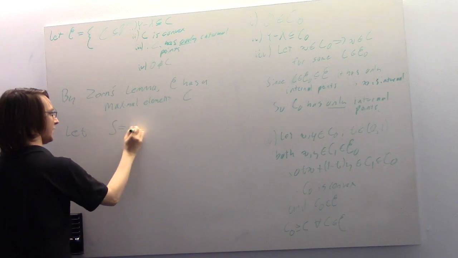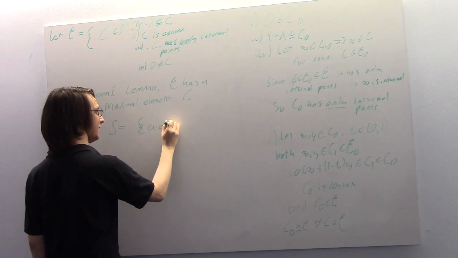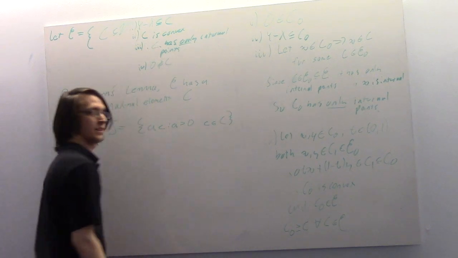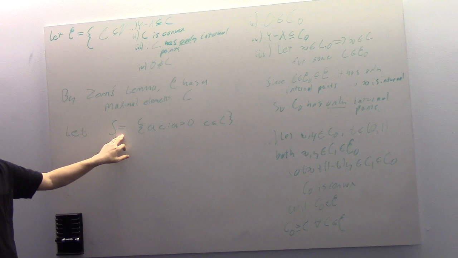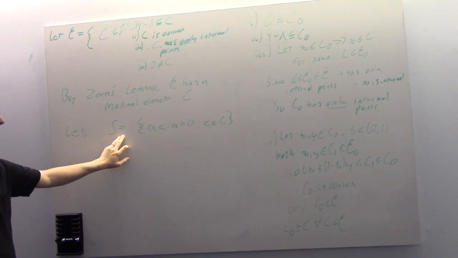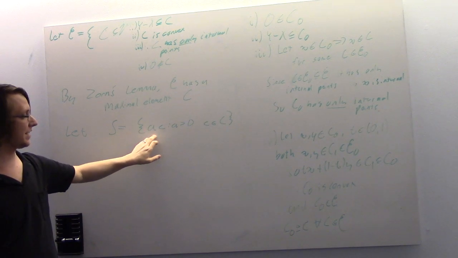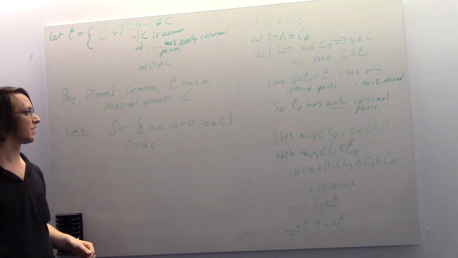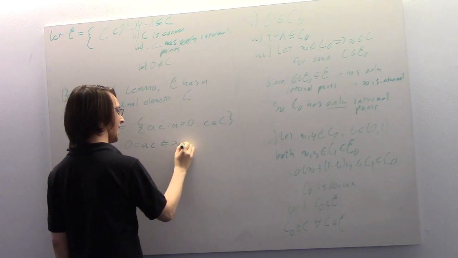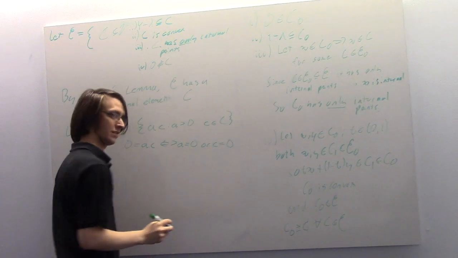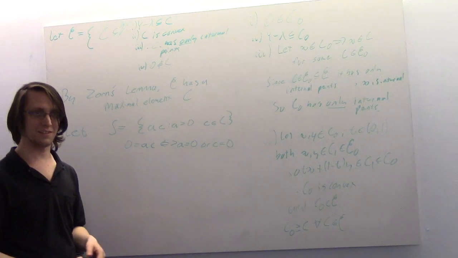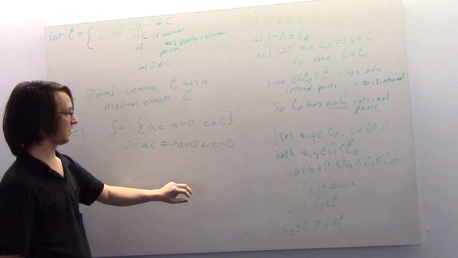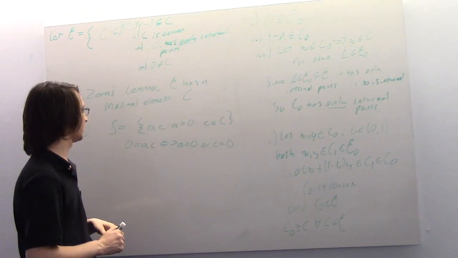Let S equal the set of A times C, where A is greater than 0 and C is an element of C. First thing, 0 is not in S. Why is that? If 0 were in S, the 0 vector, 0 would equal A times C. But this is a vector space over R. This is if and only if A equals 0 or C equals 0. It is what we call a domain. But 0 isn't in C, and we assume A is greater than 0. So 0 is not in S.